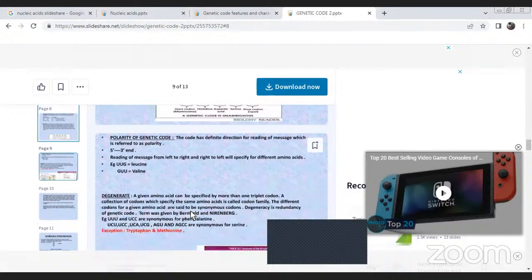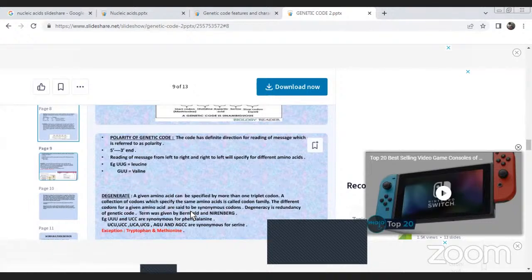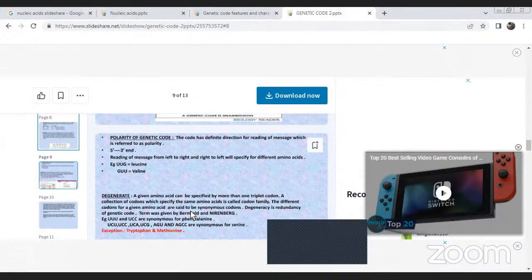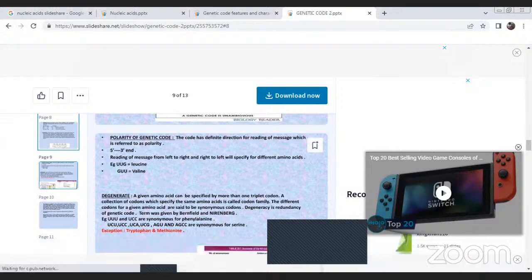Next one is degenerate. Another characteristic is degeneracy. What is the meaning of degenerate? A given amino acid can be specified by more than one triplet codon. There are some exceptions. A collection of codons which specify the same amino acid is also called a codon family. The different codons of a given amino acid are said to be synonymous codons, the degeneracy of the genetic code. The term was given by Bernfield and Nirenberg.